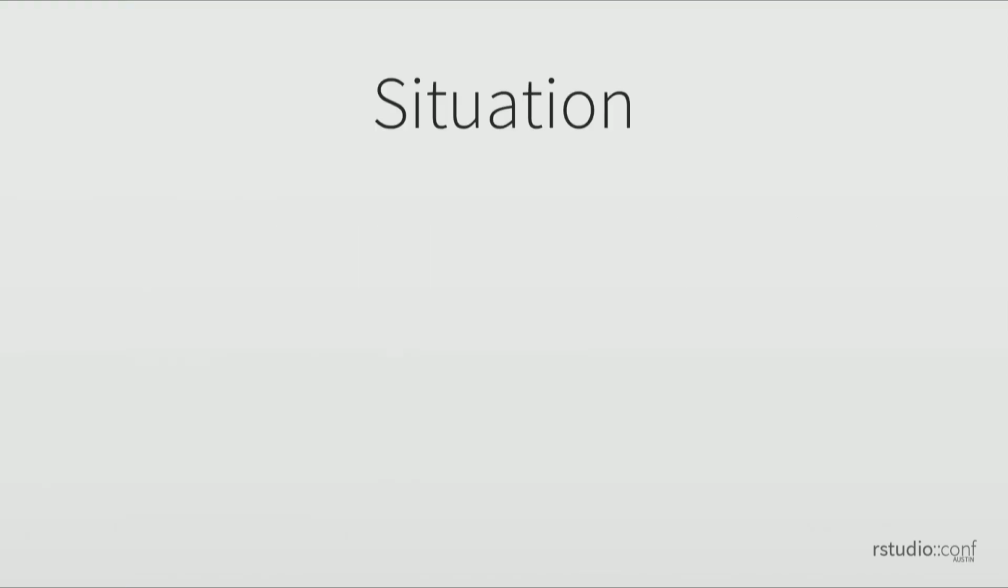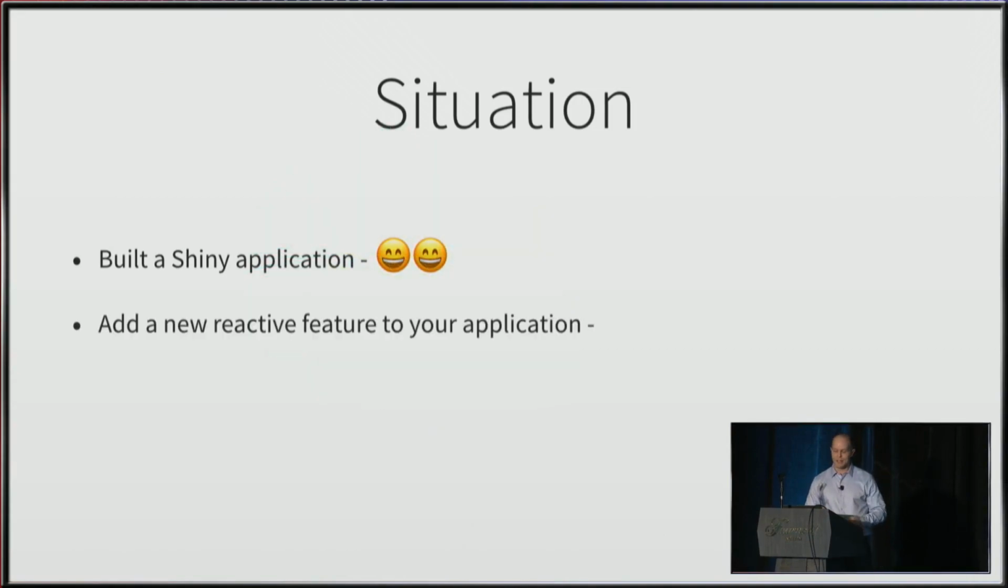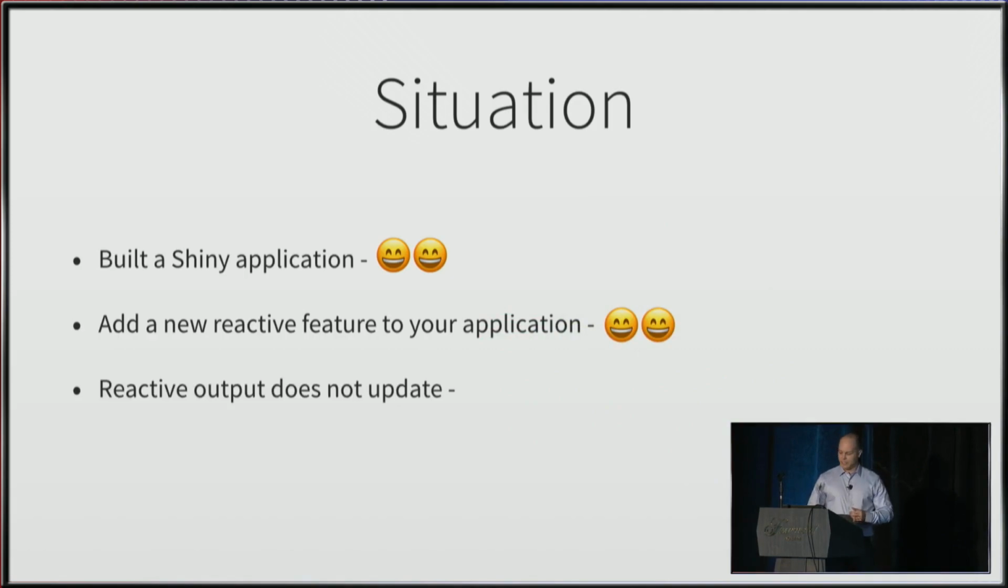All right, so let's get started. So, situation: we're all here because of Shiny, so we built a Shiny application. Yay, it's awesome. We add a new reactive feature to the application because that's why we use Shiny. Also awesome. But very common behavior is that the reactive output possibly does not update. And so we're a little sad and also confused.